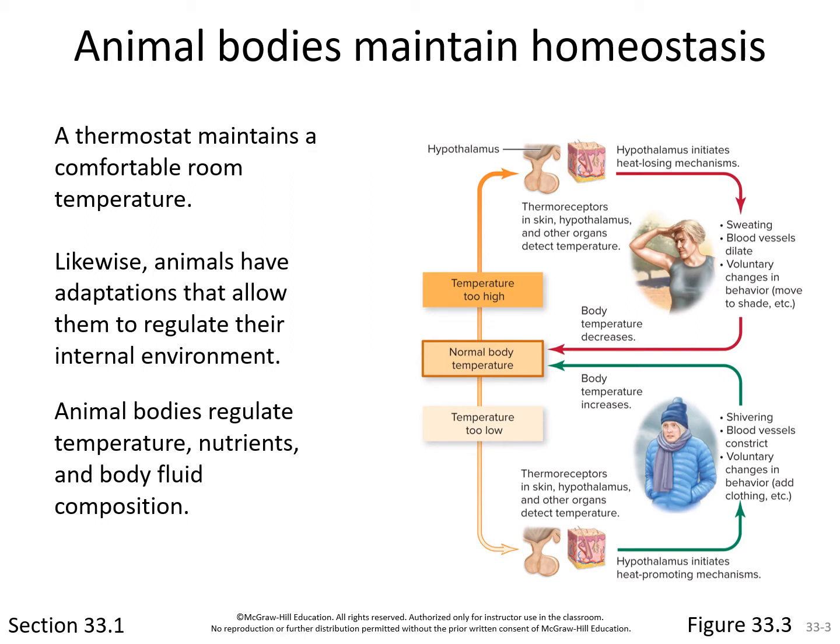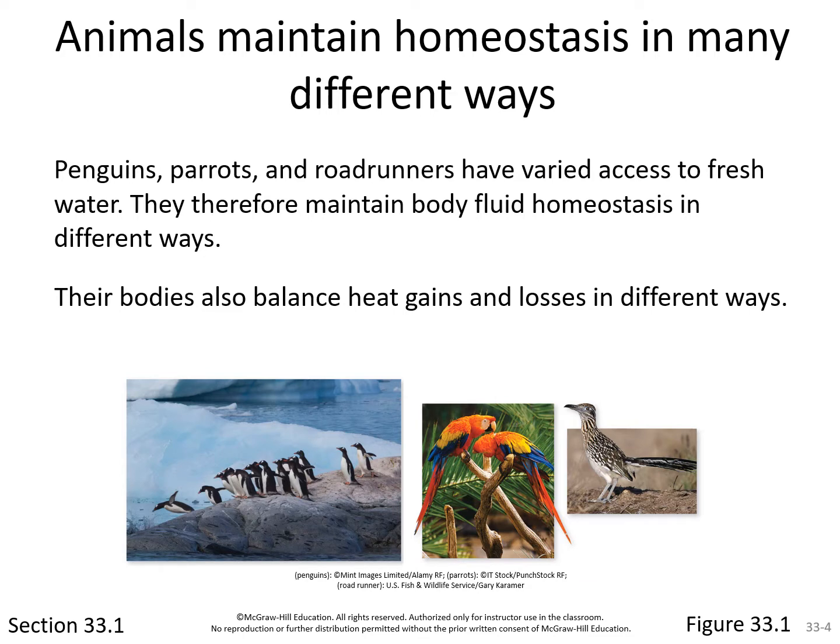And so animal bodies will regulate temperature, nutrients, and body fluid composition. So basically, how warm are you? How much do you have of each nutrient in the bloodstream? And basically, how watery is your blood? So there are a lot of different ways to maintain homeostasis.